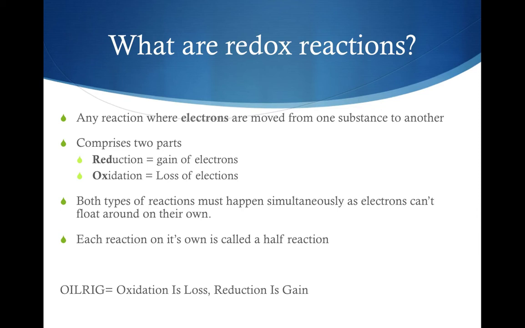Okay? And oxidation and reduction are both half of the reaction. So we call them half reactions, and they have to happen simultaneously. An electron can't just float around on its own. It has to go straight from the oxidation half reaction to the reduction half reaction.